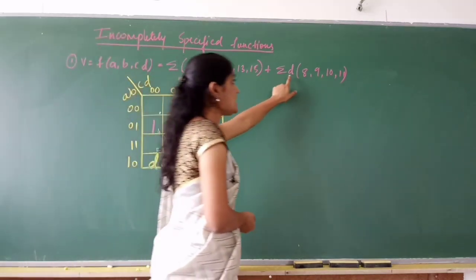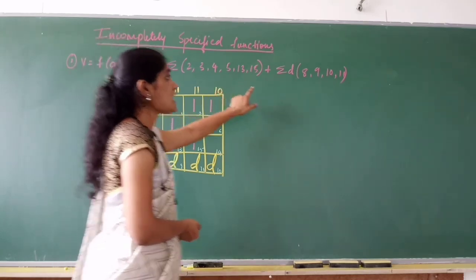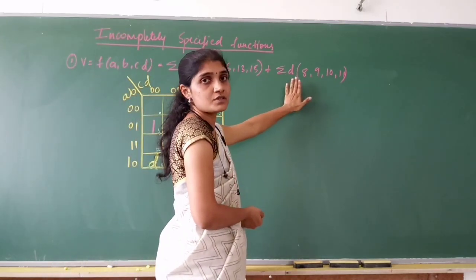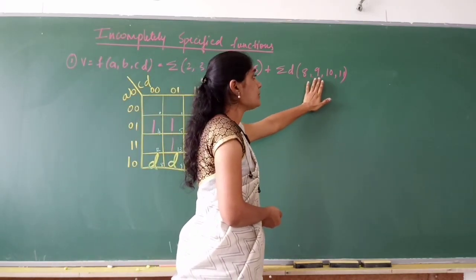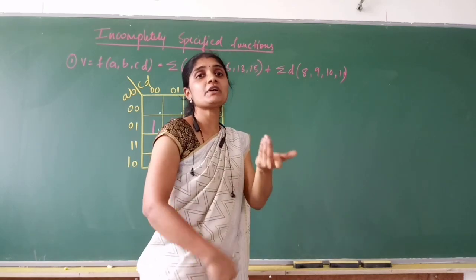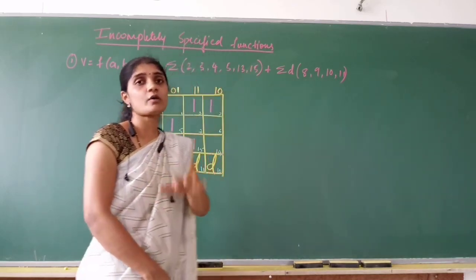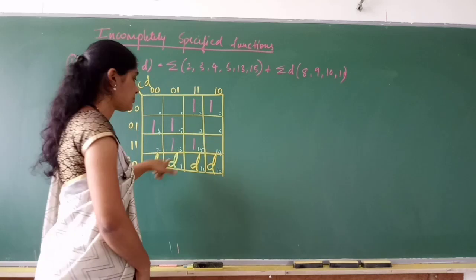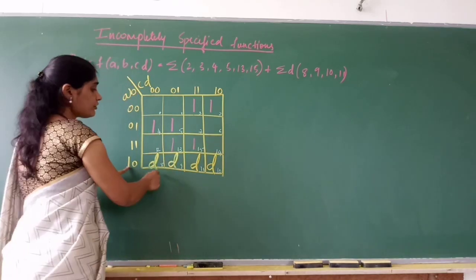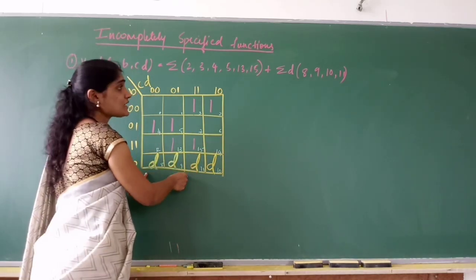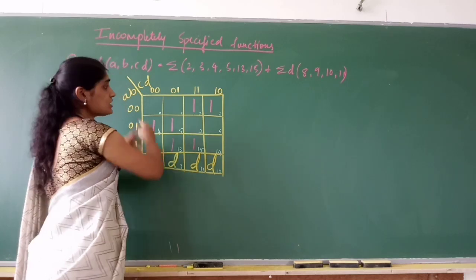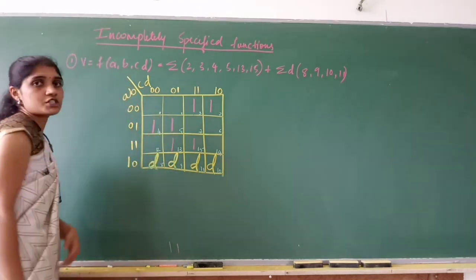If they give don't care terms, what does it mean? It means these are don't care, incompletely specified. For these combinations of input, the output is not known. We don't know whether it is 0 or 1. How do we denote it in the K-map? By writing D. For 8, 9, 10, 11, the output is D. That means don't care. So this is an incompletely specified function.